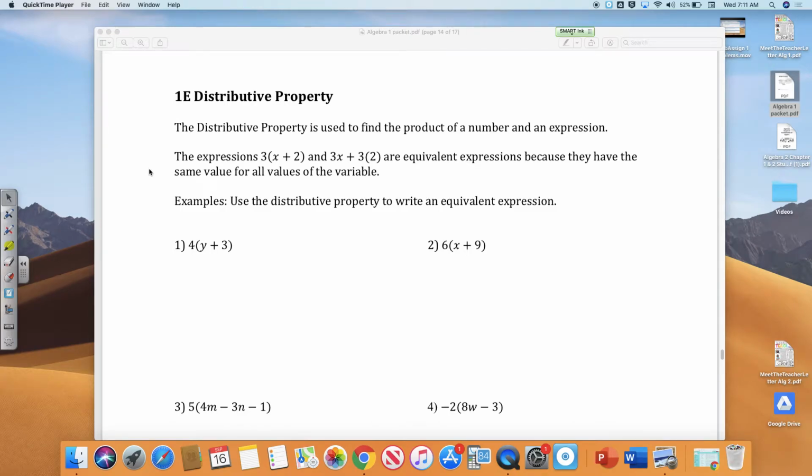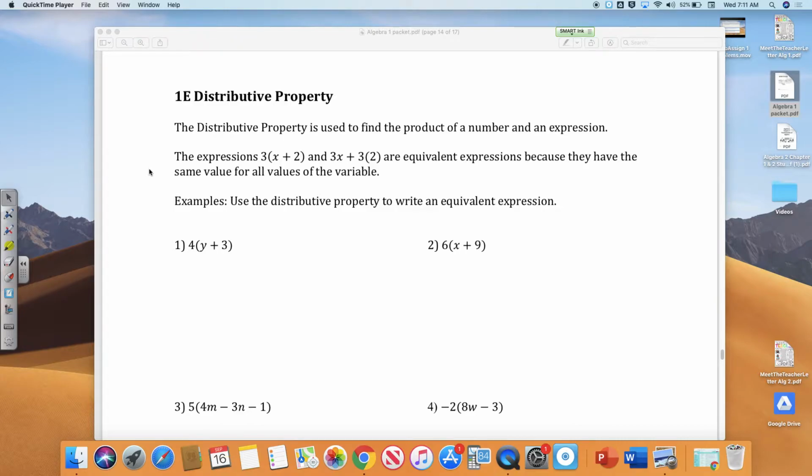Today we're going to be learning section 1E, the distributive property. The distributive property is used to find the product of a number and an expression. The reason we use this property is that when you go to simplify the numbers inside the parentheses, you're unable to simplify them because they're not like terms. So you have to use this property.